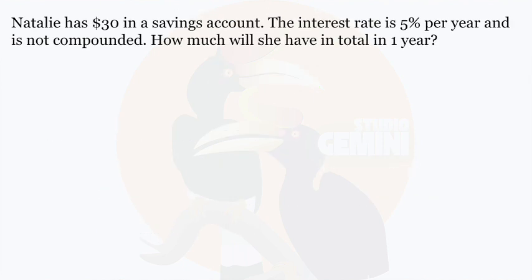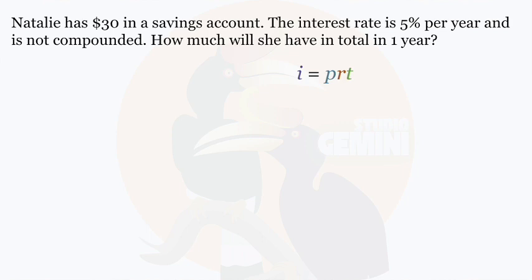Natalie has $30 in a savings account. The interest rate is 5% per year and is not compounded. How much will she have in total in 1 year? Because the interest is not compounded, we'll use the simple interest formula, I equals PRT, to help us answer this question. This formula will tell us how much interest Natalie earned.